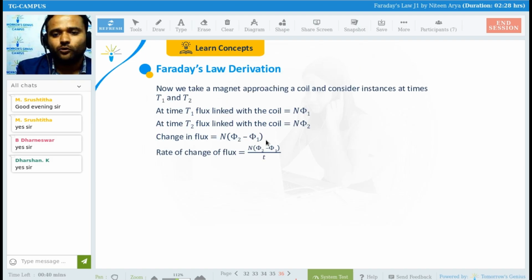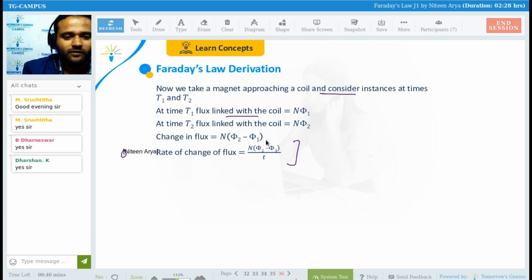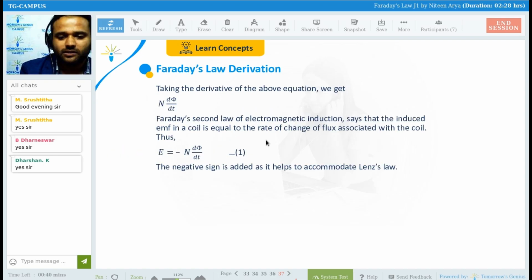Now we take a magnet approaching a coil. Consider instances at times t1 and t2. So suppose at time t1 the flux linked with the coil is n phi 1, and at time t2 it is n phi 2 simply. So the change in flux is n (phi 2 minus phi 1). So the rate of change of flux is this. Good. Or you can say d phi by dt also. This is your rate of change of flux.